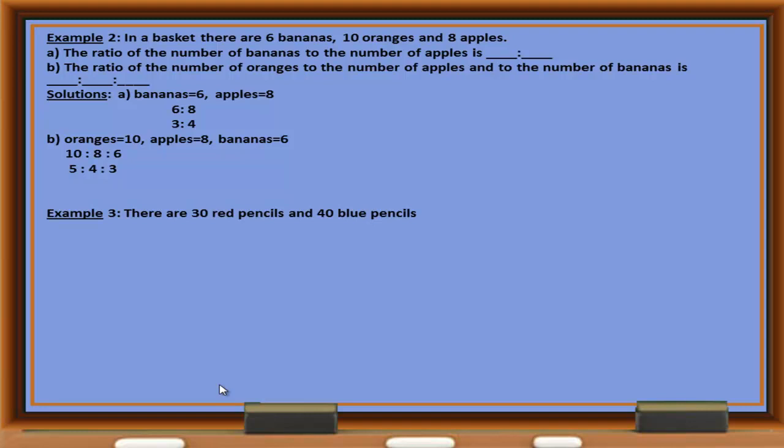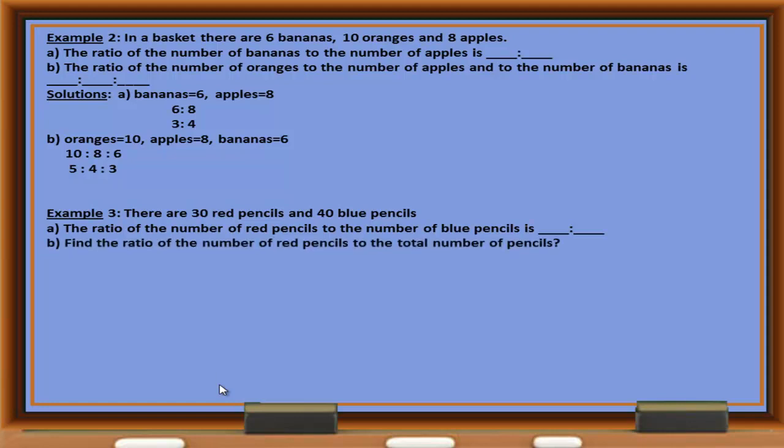Example 3. There are 30 red pencils and 40 blue pencils. A. The ratio of the number of red pencils to the number of blue pencils is dash to dash. B. Find the ratio of the number of red pencils to the total number of pencils.